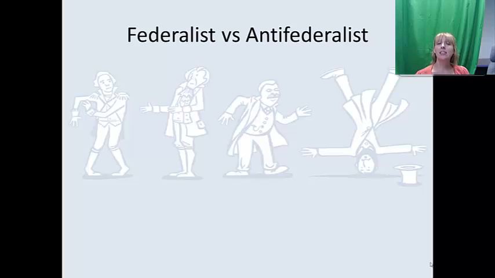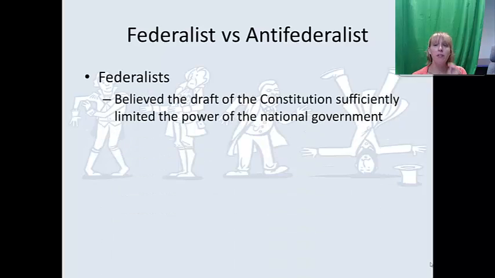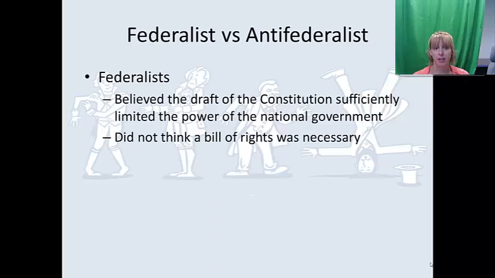Now, these were not the only things that required compromise. We also had contention between groups known as the Federalists and the Anti-Federalists. So who were the Federalists and what did they want? Well, the Federalists thought that the Constitution sufficiently limited the national government. They felt that the Constitution protected the idea of a federal system, one in which states have sufficient sovereign power, but there is a national superseding government.